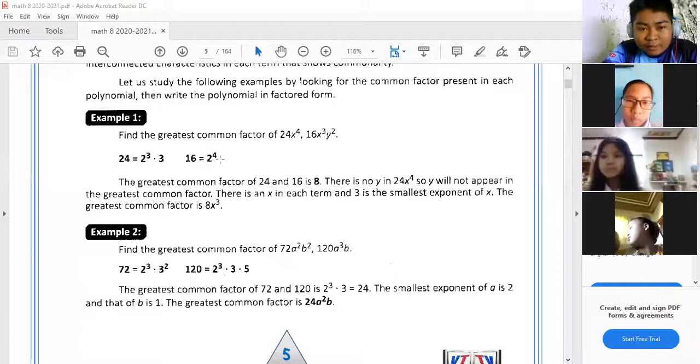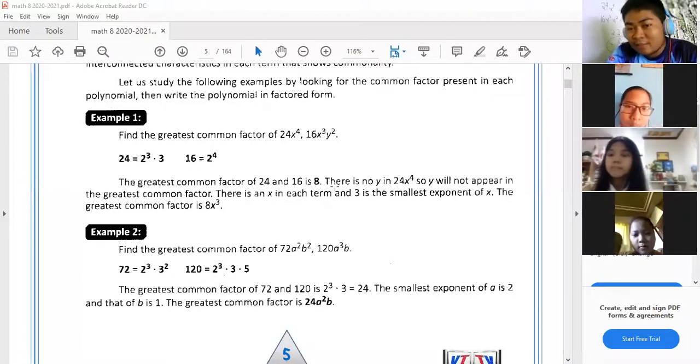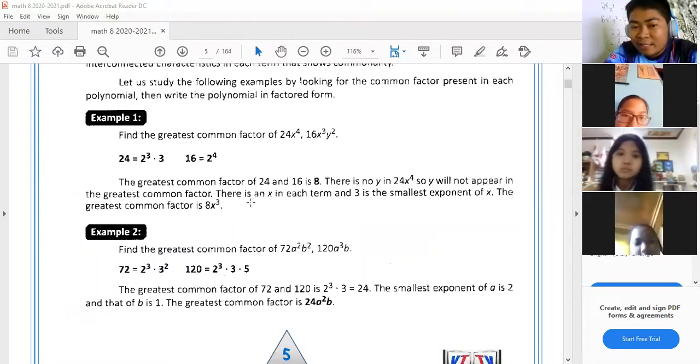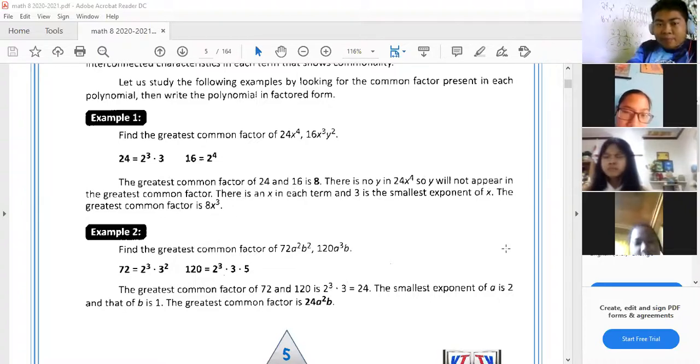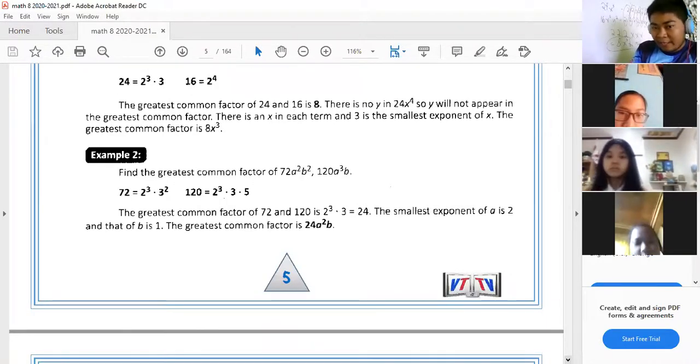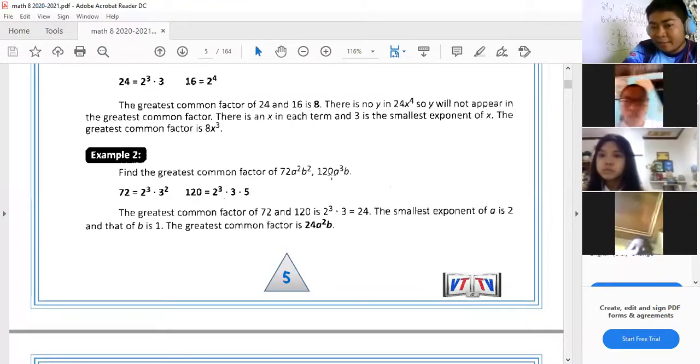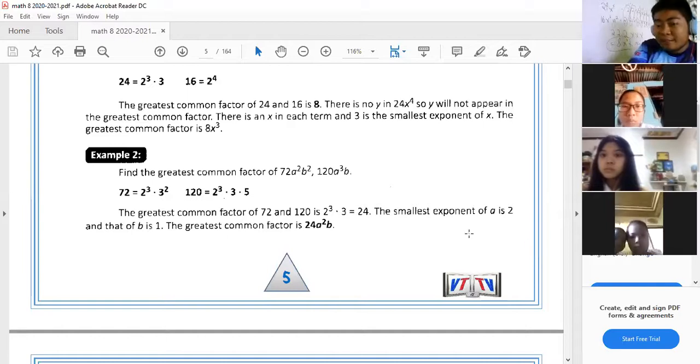Ayan. So, the greatest common factor of 24 and 16 is 8. There is no y. Kaya, kukunin lang natin, ayan, parang kanina. So, there is an x in each term. And 3 is the smallest exponent of x. Therefore, the greatest common factor of this one is 8x cubed. Ayan, so find the greatest common factor. Basta ganun lang. Yung pagkuha. We have 72a squared b squared. And we also have 120. So ganito lang ulit yung process na gawin to get the greatest common factor.